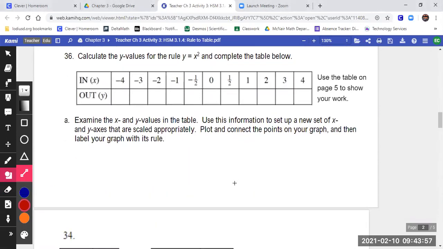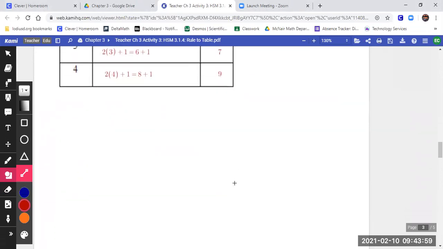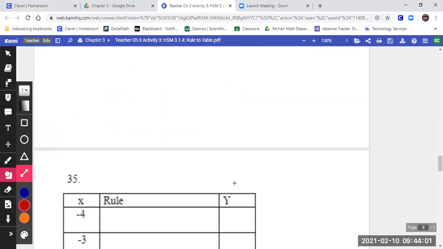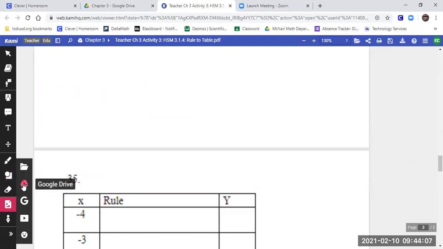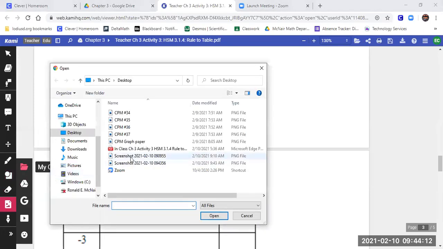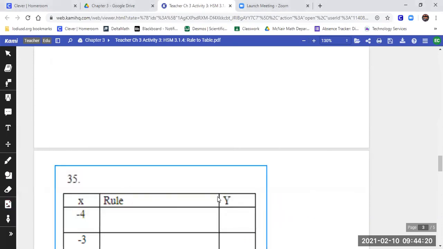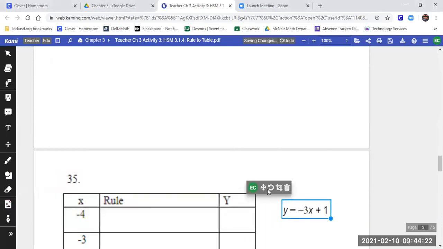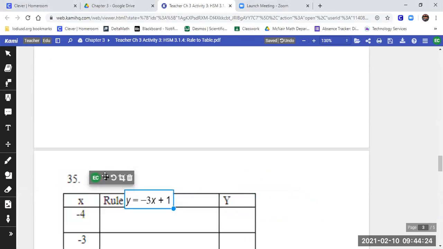Going down to number 35's table, right there. Okay. And we're going to put the rule in. So add media from file. Second screenshot for me. And I'm going to put it out here and then move it because it's my rule. Okay.